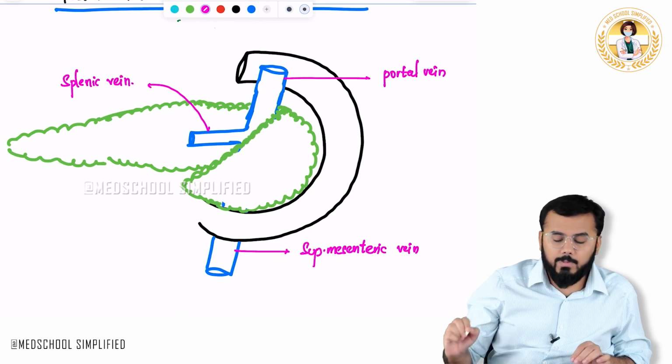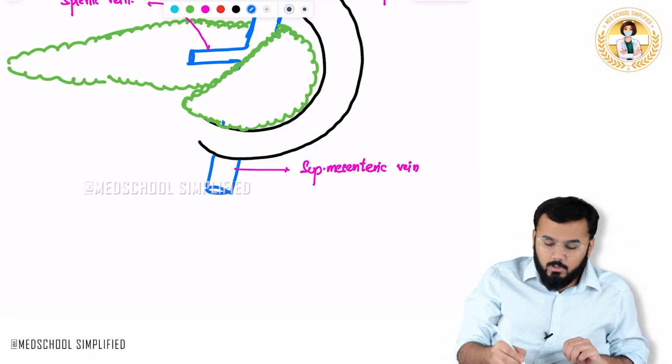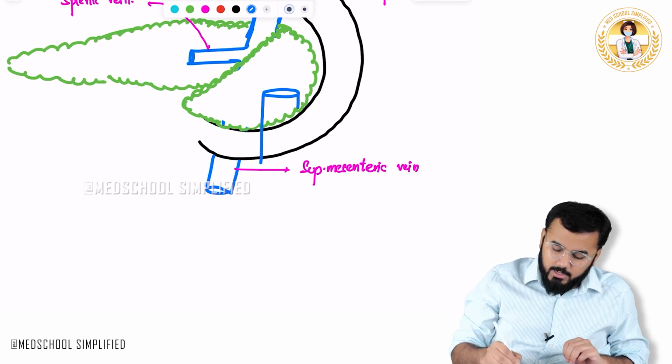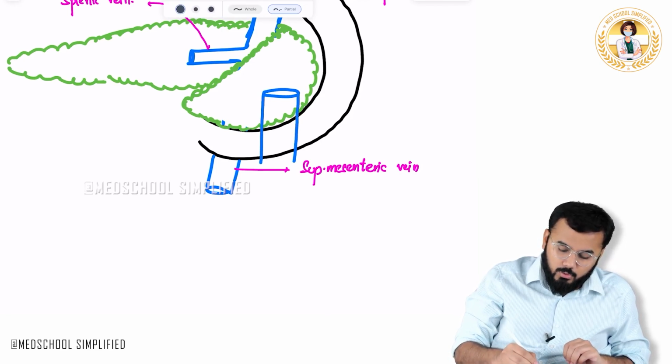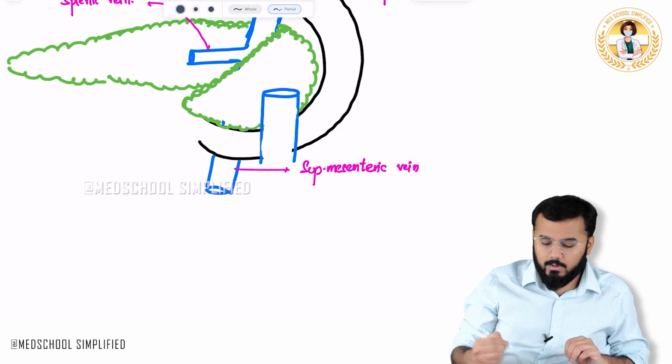This is called your splenic vein. Okay, now here there is one more structure. Now what is the structure over here? Exactly here you have that structure, and all of you should know this structure. What is this? This is called the inferior vena cava.